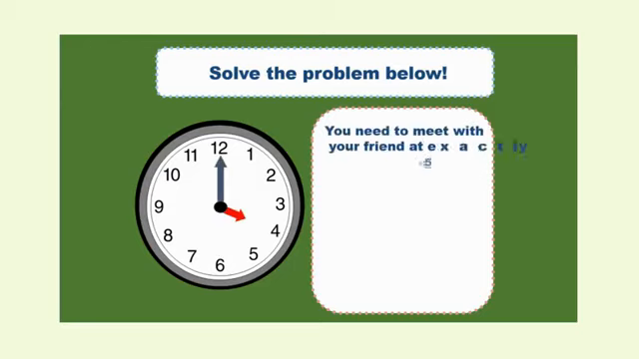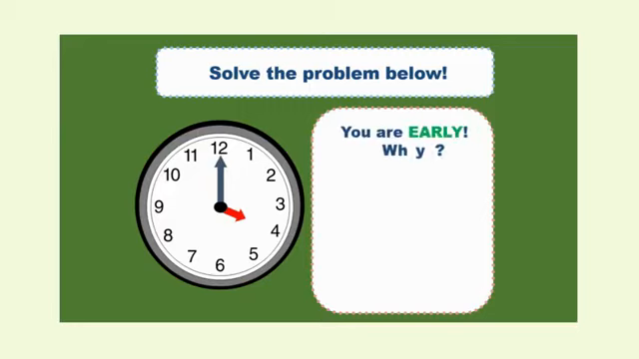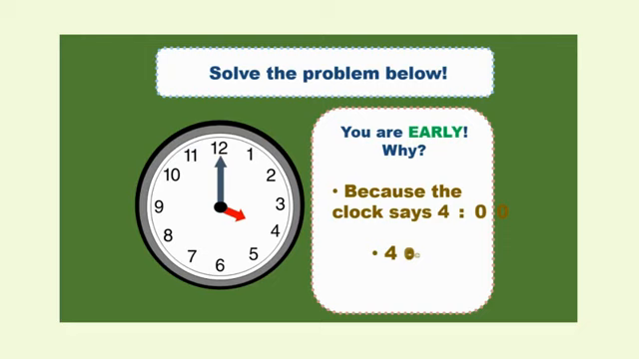Next, you need to meet with your friend at exactly 5 o'clock. When you arrive at your meeting place, you see this clock. Now, are you early or late? Okay, you are early. Why? Because the clock says 4 o'clock and 4 o'clock comes before 5 o'clock.